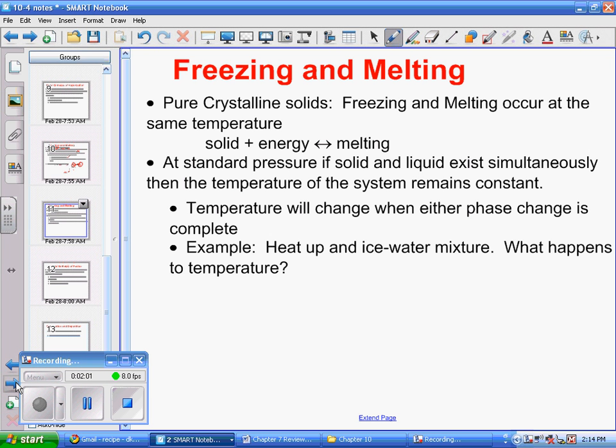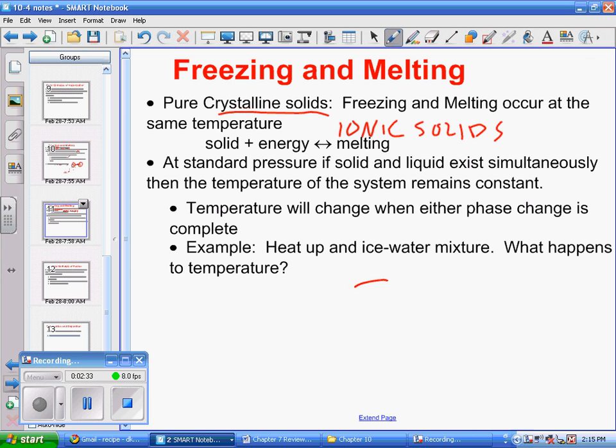If I take a pure crystalline substance, now I skipped this in the notes in chapter 10, but a pure crystalline substance, something like an ionic salt, freezing and melting occur at the same temperature. Water is a pure crystalline substance. That's why freezing and melting occur at the same point. I don't know any other freezing and melting points, but any pure crystalline substances like ionic solids, freezing and melting is the same temperature. At standard pressure, if solid and liquid exist simultaneously, then the temperature of the system remains constant.